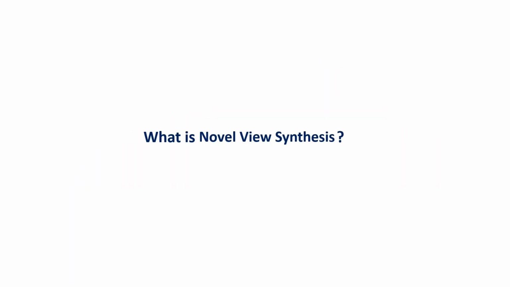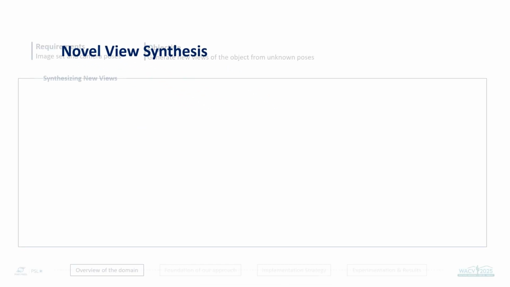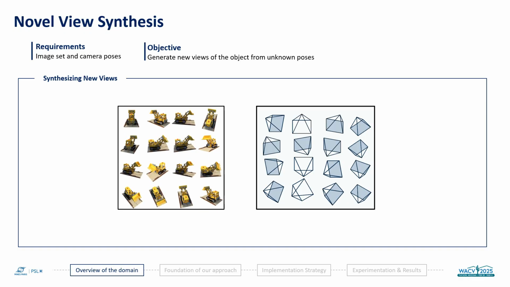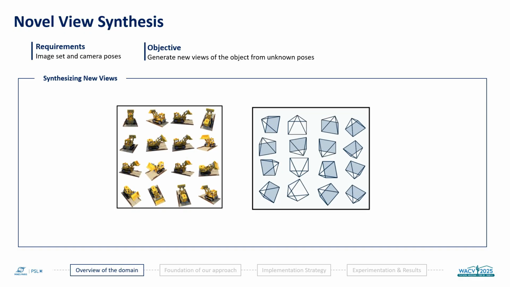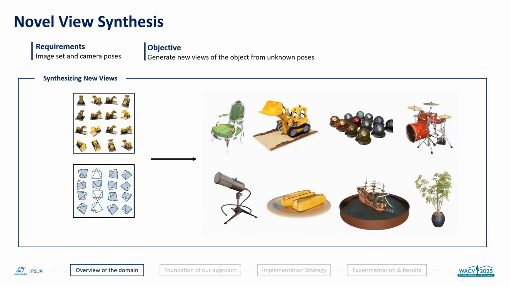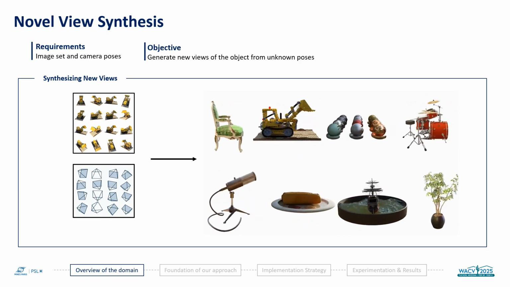The first question you might ask if you're not familiar with the field is, what exactly is photorealistic novel view synthesis? In simple terms, imagine you have a set of photographs of a scene, along with the positions from which these photos were taken. The goal of novel view synthesis is to generate new images of the scene as it would appear from viewpoints that were not originally captured.